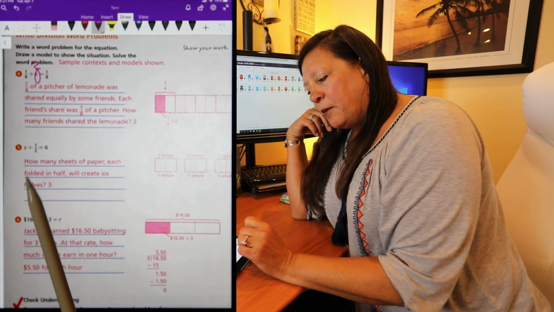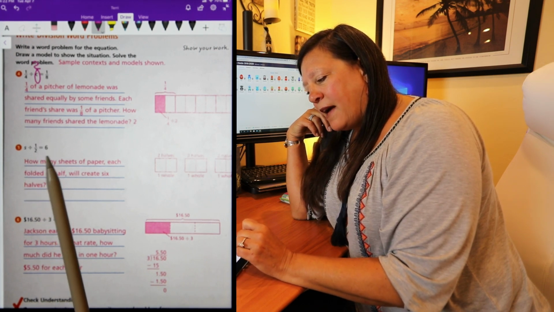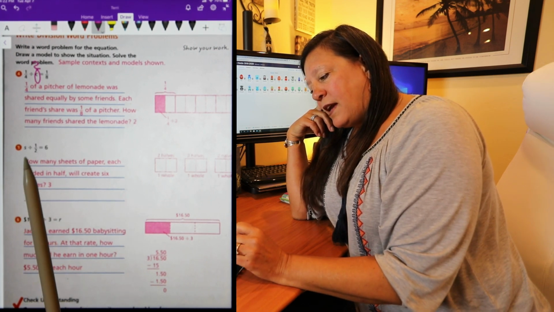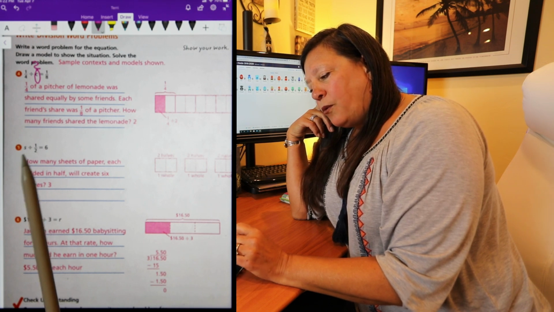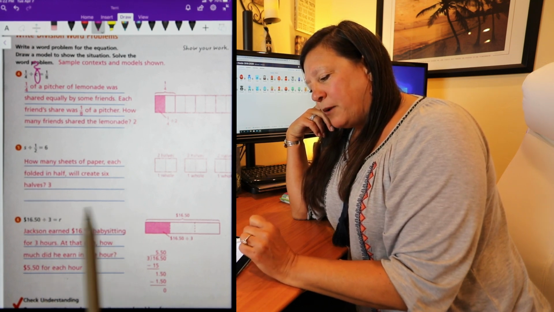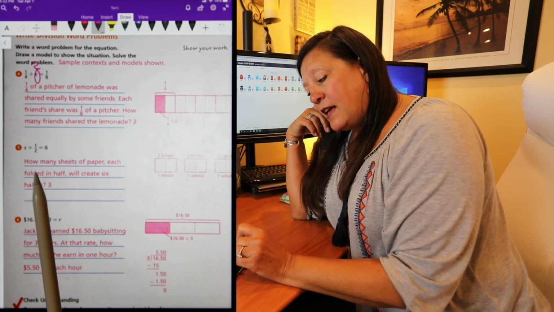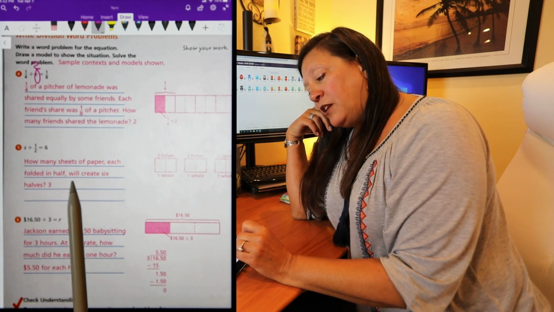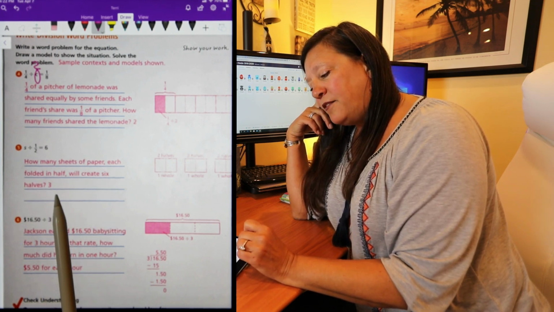Number 5 here, s divided by 1/2 equals 6. So what kind of a story problem might fill that need? How many sheets of paper, each folded in half, will create 6 halves?